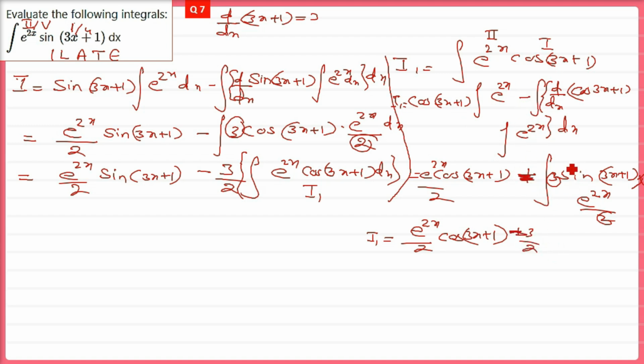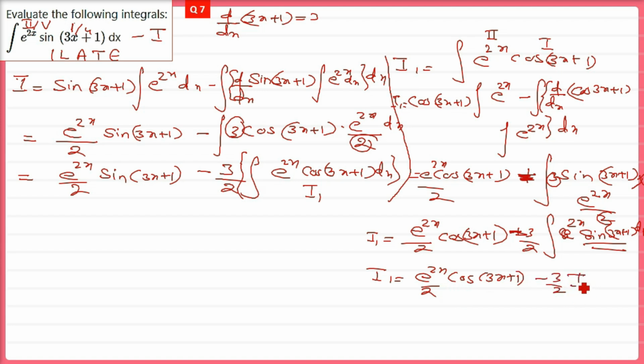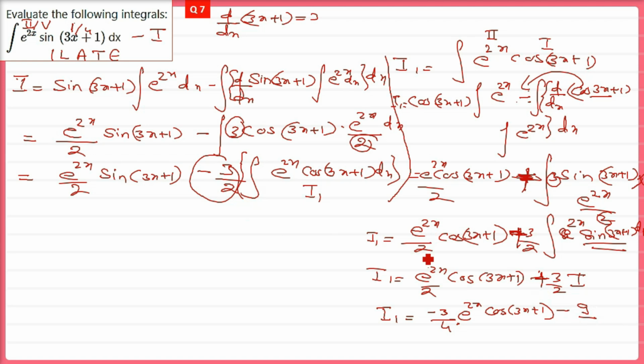This sign is actually, I'm changing it just to streamline. So e raised to 2x sin 3x plus 1 dx. Now this is I only. It has taken one more birth. So this e raised to 2x by 2 cos 3x plus 1 minus 3 by 2, and this whole is I after that. I've just changed the sign because there was a confusion in sign. So now we need to multiply it by negative 3 by 2. So multiplying everything by negative 3 by 2 and changing it accordingly. The last term will become 3 by 2 times 3 by 2, that will be negative 9 by 4 I.